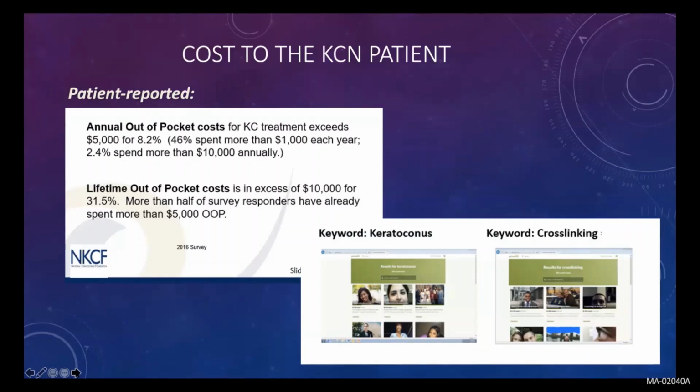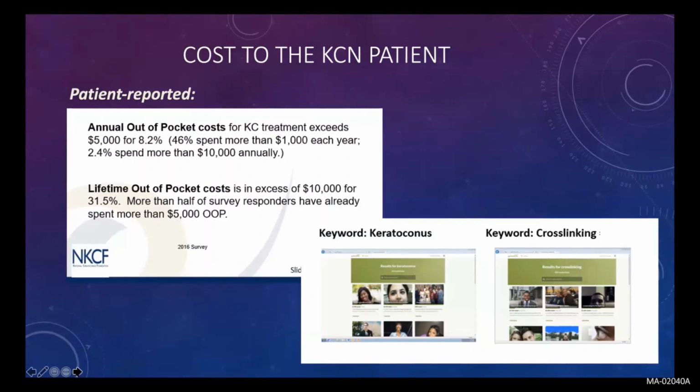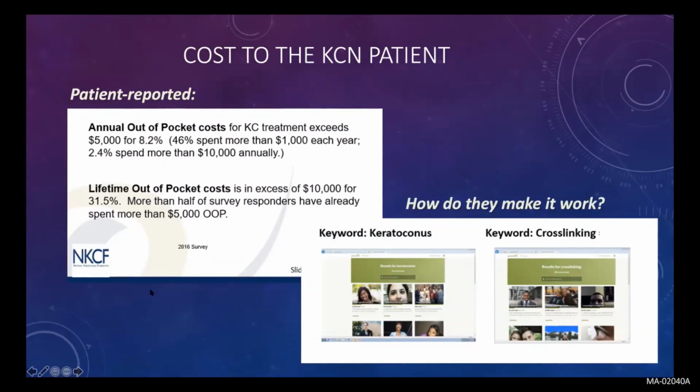So real quick, while we're waiting for Dr. Kim, I just wanted to quickly talk about the cost to the patients. It used to be really costly to get this done. Keratoconus in general is very expensive because of the high amounts of changing vision and, like we mentioned, the different types of contacts and potential transplants. The costs all tend to add up. The lifetime out-of-pocket costs are in excess of $10,000 for about 30% of people. And that's basically where we're at.